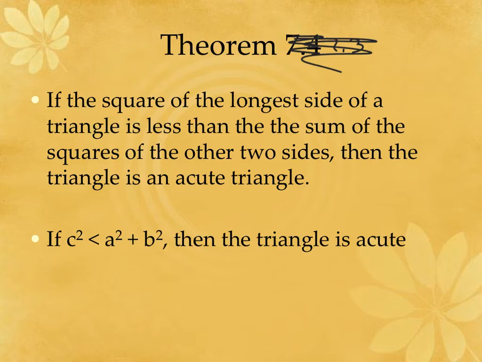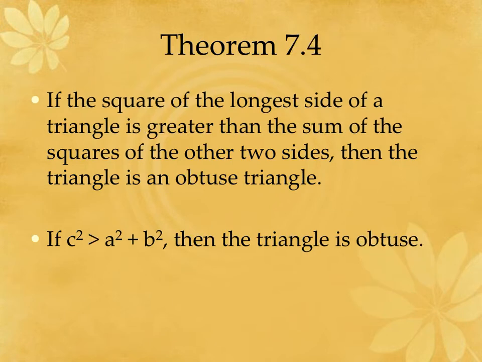So what we're going to do is they're going to give you three numbers, and you're going to square the biggest number, and then square the other two and add them. If that biggest side, after you square it, is smaller than a squared plus b squared, then your triangle is an acute triangle. Remember, the other theorem we just learned was if it's equal to, then it's right. Now instead of being less than, now it'll be greater than. And if c squared is greater than a squared plus b squared, then it's obtuse. So this one is theorem 7.4. Again, we don't care about the number. We just care about what the theorem states.